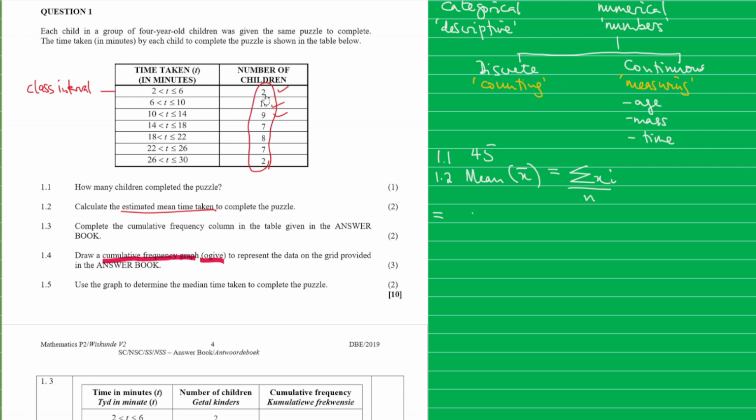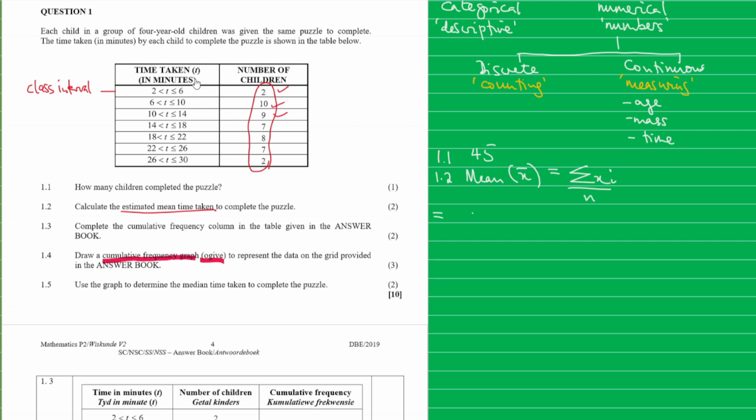So we are given that 2 children took a time between 2 and 6. So how do we handle this? How much did each of them take? So we use what is called the mid-interval value. Now between 2 and 6, we take the middle value, and that value will represent the average time for each child. So what I mean by that is, go to each class interval.